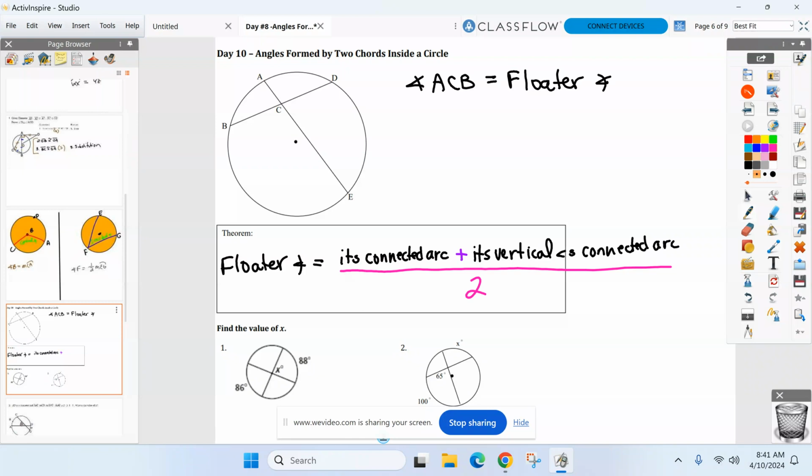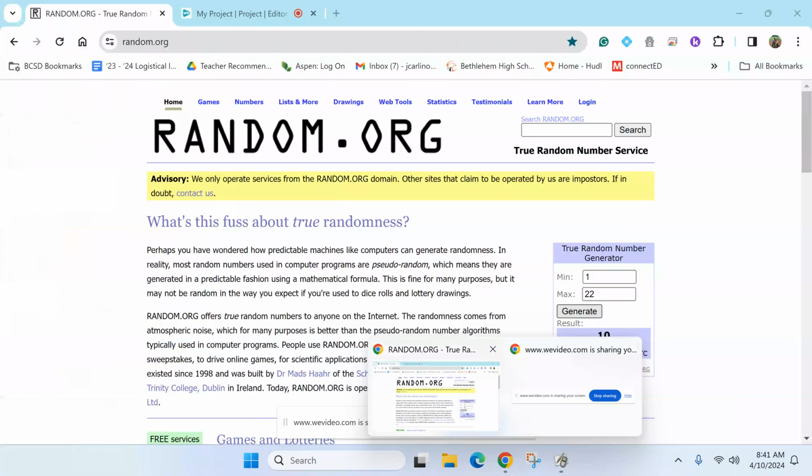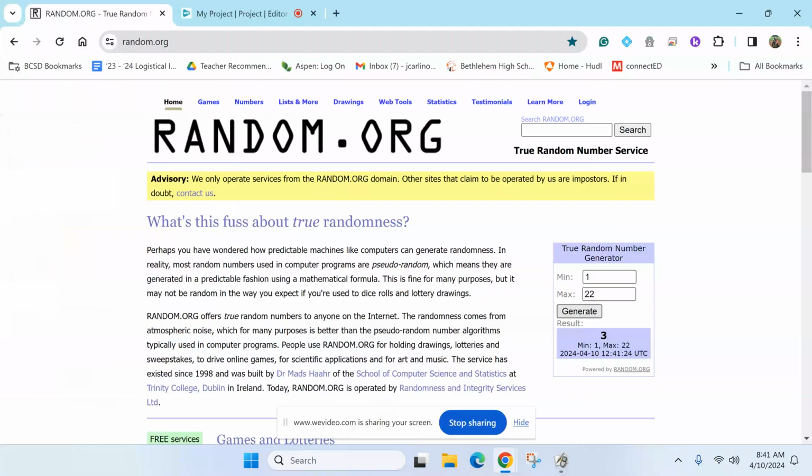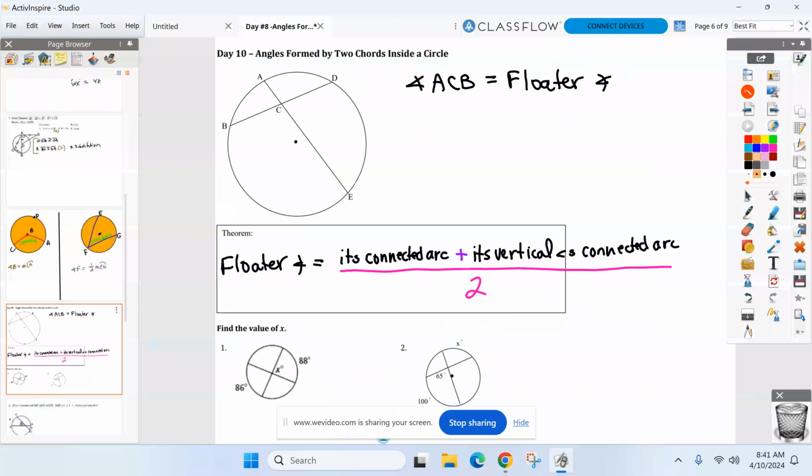Go back up to angle ACB for me, that floater angle we did. Substitute in the arc measures now, where we would have to add and divide by 2. All right, I'm going to turn this over to you guys. Okay, let's go here. Stellan, angle ACB belongs to what arc? What arc is it connected to?